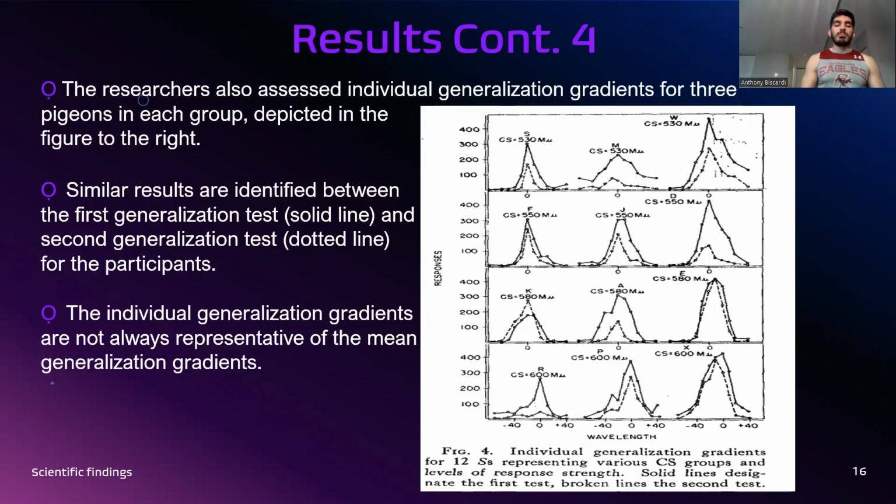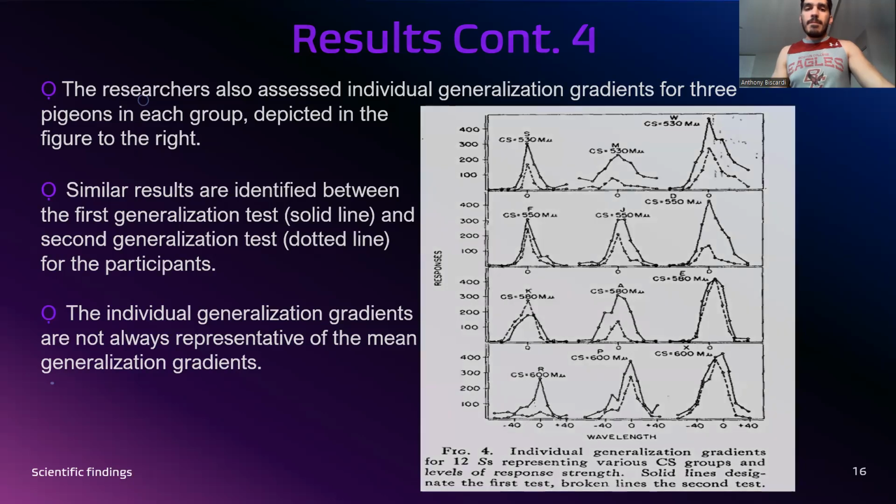Okay. And so what they saw basically was that if you compare the first generalization test and the second generalization test, they were similar to one another. The second generalization test is shown by the dotted line, and the first is shown by the solid line. Okay. Basically, the first one, just like I said previously, looks like a bigger version of the second one. Okay. For most of them, there are some differences. And then they also stated that the individual generalization gradients were not always representative of the mean generalization gradients, which I guess you would expect. You could have some outliers in the individual generalization gradients.